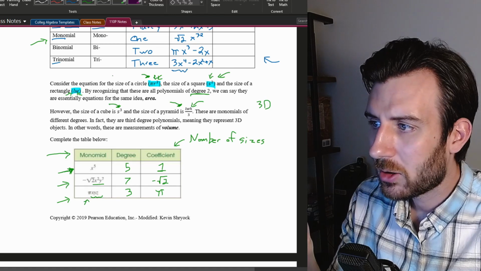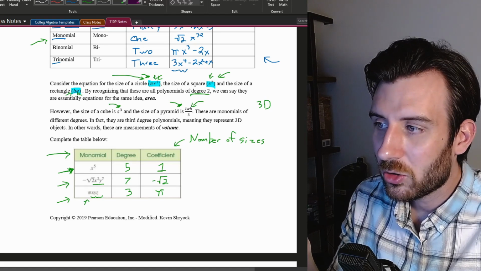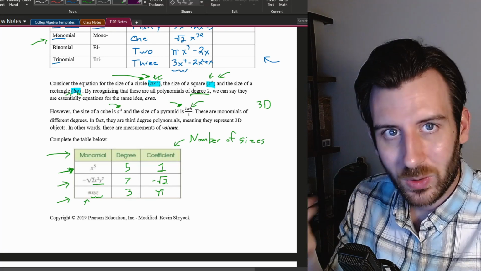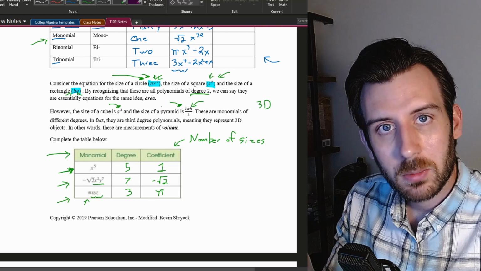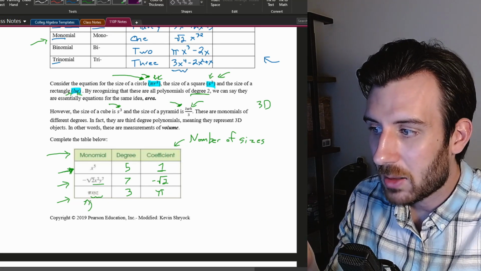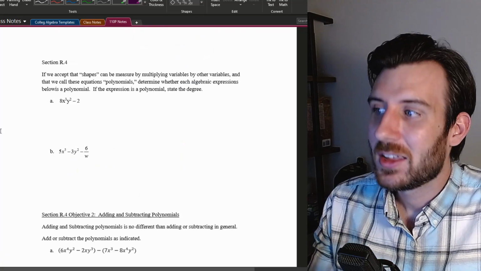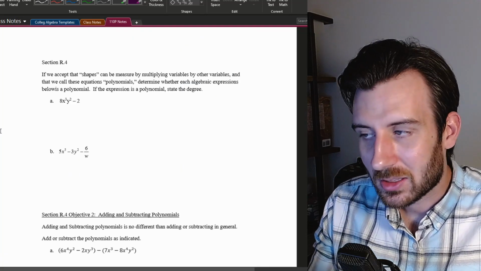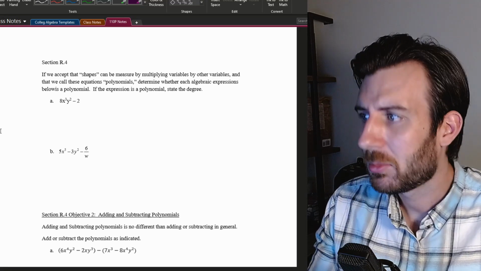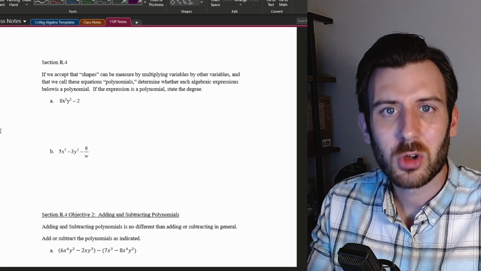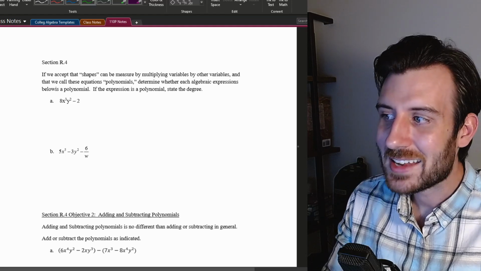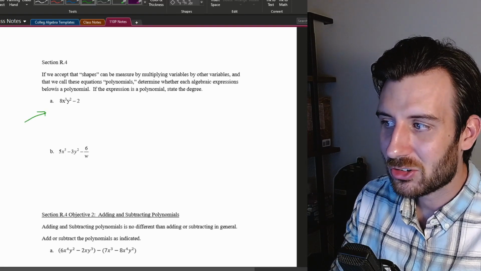Notice, by the way, that if we go back up here to pi r squared, what this literally means is that if you have pi, number of squares made from r, you will be able to get the size of the circle. That's exactly like what we're talking about down here. We have a certain number of shapes. If we accept that these are shapes and they can measure the sizes of things by multiplying variables by other variables, and that we can get these equations and these polynomials, and that we can represent all of these with pictures, let's see if we can identify whether these correspond with shapes or not.